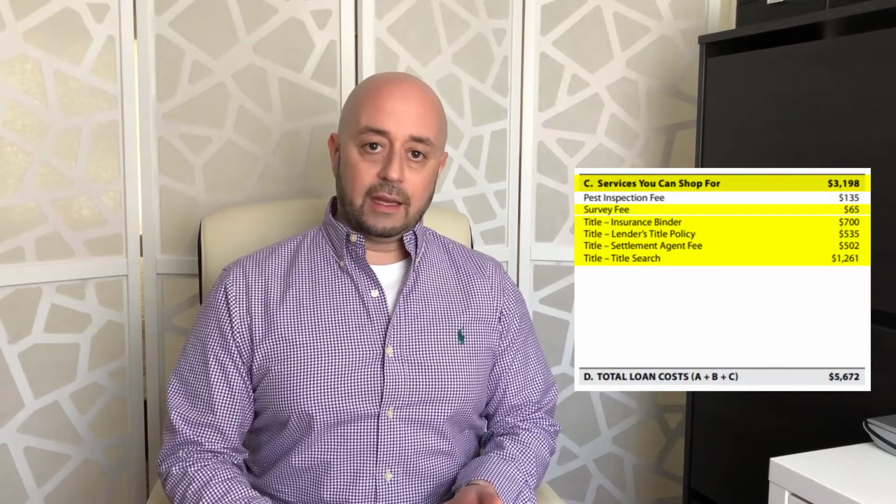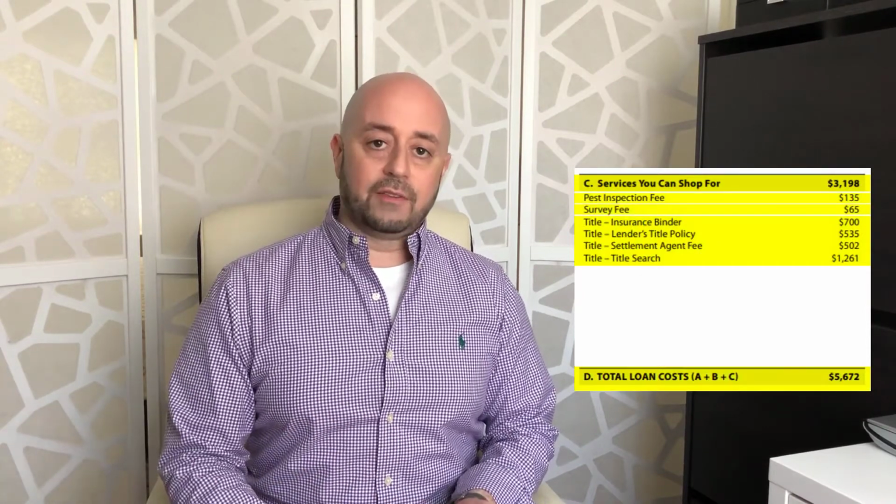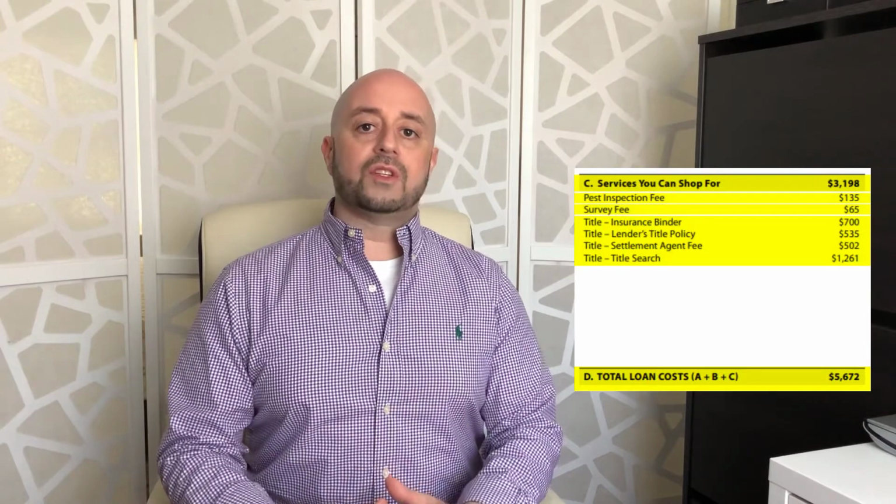Page 2, Section C of your loan estimate outlines all the services that you can shop for as a borrower. And those are title, survey, inspections involved with the property. Those are all services that you can shop for, and I suggest that you do.